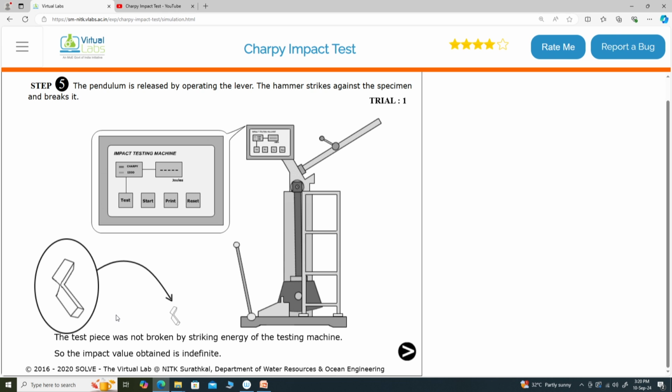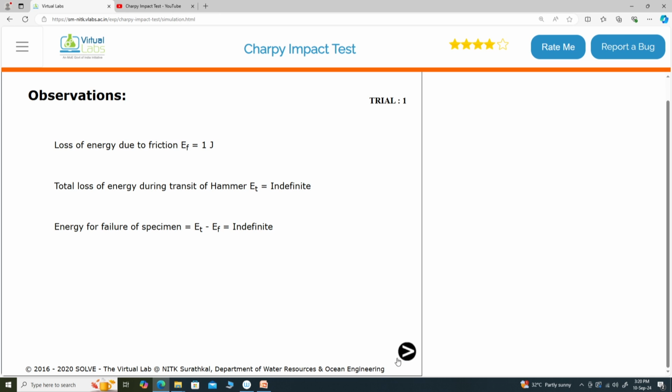The test piece is not broken here. That is, the test piece was not broken by the striking energy of the testing machine. So the impact value obtained is indefinite. Whatever value we may have obtained, because the specimen is not broken, the test is invalid here. The loss of energy is 1 joule. The total loss of energy during transit of hammer is indefinite.